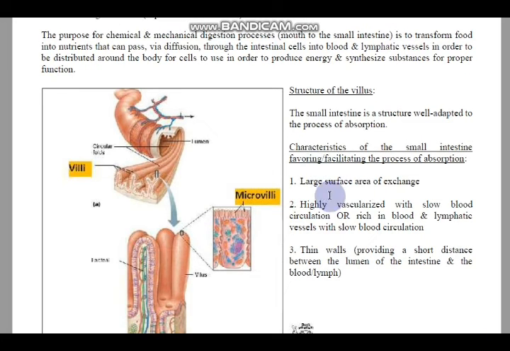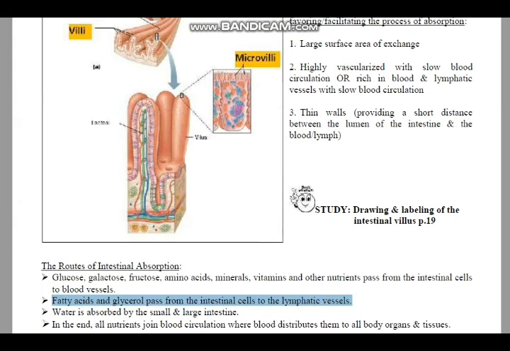So these characteristics are written in your copybook. This picture you are not responsible for memorizing, it is just to let you know that it is highly vascularized, with many blood vessels inside, and it has a large surface area. But you need to memorize this.